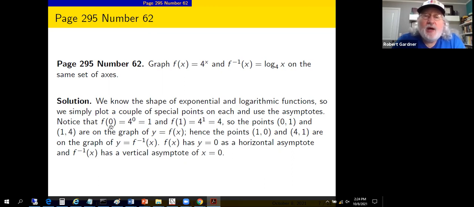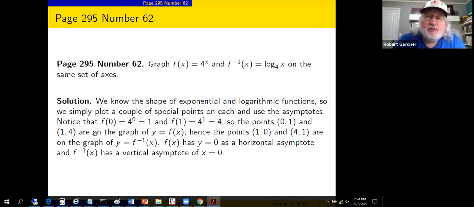If we plug in 0 to the exponential function, we get out 1. 0, 1 was always on these exponential functions. Plug in 1, we get out 4. This is the point 1 comma a when we dealt with a to the x as a function.